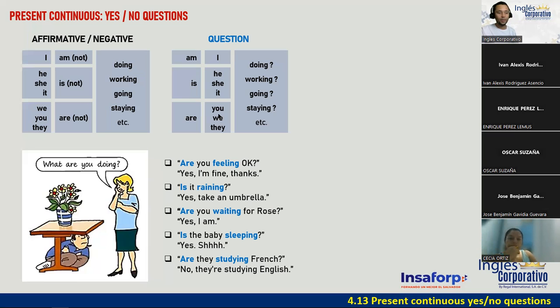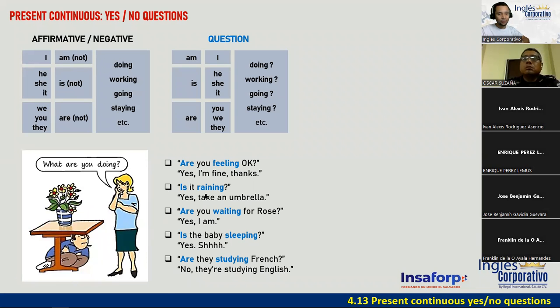Una consulta. Acuérdense que la forma de hacer la pregunta con el present continuous es igual que con el verb be, porque utiliza el verb be como auxiliar. Entonces, en este caso, lo único que hay que hacer es cambiar, ¿verdad?, de lugar el verb be y el sujeto, y ya tienen su pregunta. Así, si ustedes decían, I am working, la pregunta ahora es, am I working? Si era, you are working, ahora la pregunta es, are you working? Y así. ¿Ok? Solo hay que cambiar el verb be y el sujeto de puesto. Como en estos casos, veamos, dice, are you feeling okay? Is it raining? Are you waiting for Rose? Is the baby sleeping? Are they studying French? Etc.